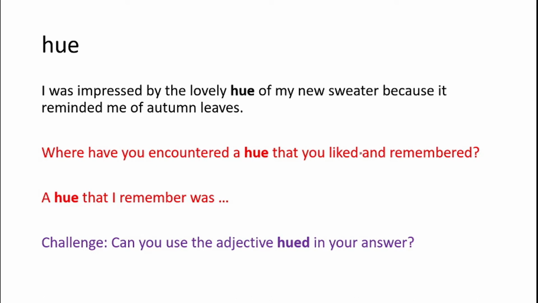Okay, so instead of saying the colour of my new sweater, I've said hue, and that sort of suggests that there's various different shades of colour within my sweater, something like autumn leaves might look like. Okay, so my question for you is, where have you encountered a hue that you liked and remembered? Now, if you're struggling, you can use this sentence starter here, a hue that I remember was. Or you could try and write a sentence like that with the word hue in it. The most important thing is that it has that word in there and you've used it to describe a colour.